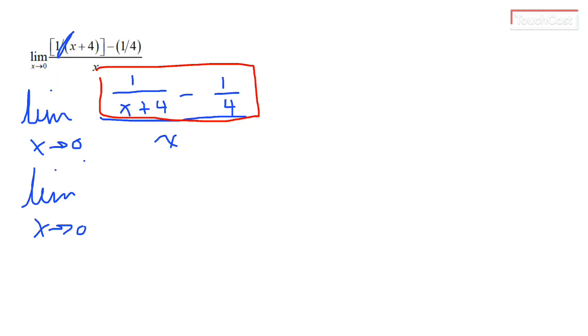What I really want is to turn that into one fraction, but right now it's two separate fractions being subtracted. Well, the way we subtract two fractions is to find a common denominator, so that's your first step. If I need a common denominator for x plus 4 and 4, it's a little bit ugly. I'm going to have to end up multiplying the second fraction by x plus 4 over x plus 4. I'm going to have to multiply the first fraction by 4 over 4.